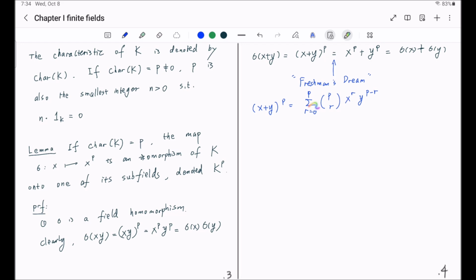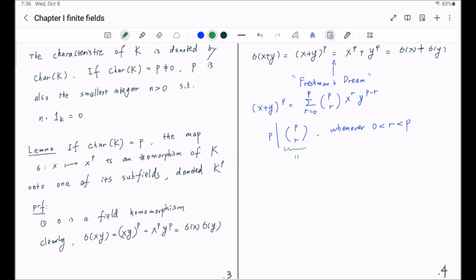And we want to show that all terms will vanish except the first term when r equals 0 and the last term when r is equal to p. Why is that so? That is because p always divides the binomial coefficient p choose r whenever r is strictly bigger than 0 and strictly less than p. And this fact is something from elementary number theory.